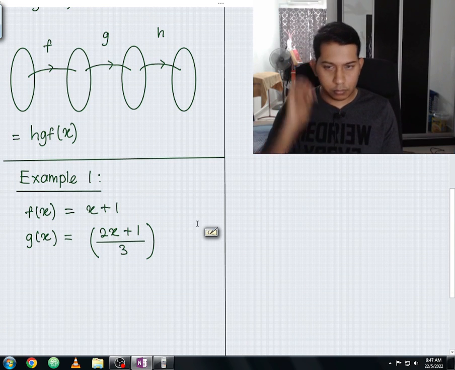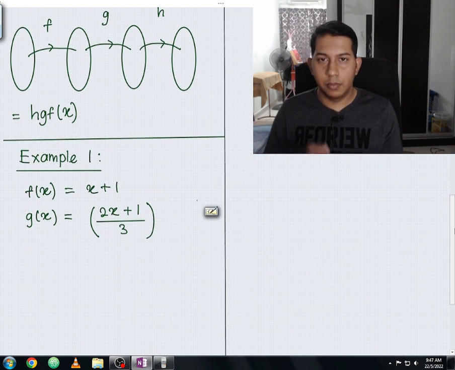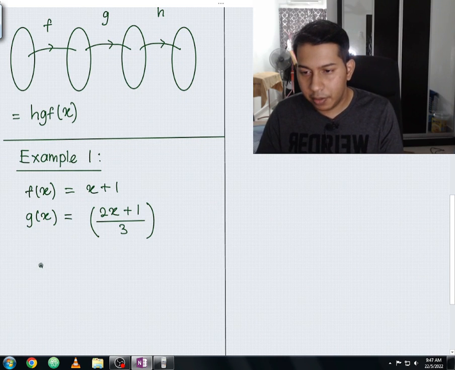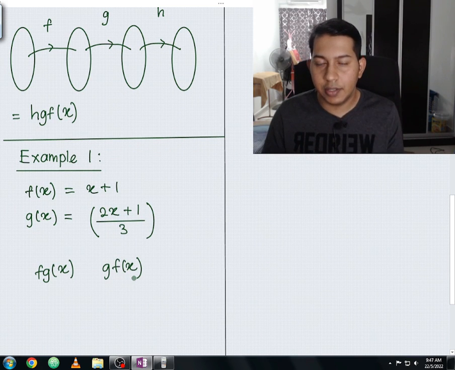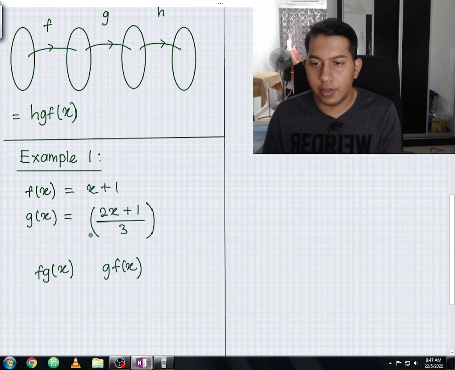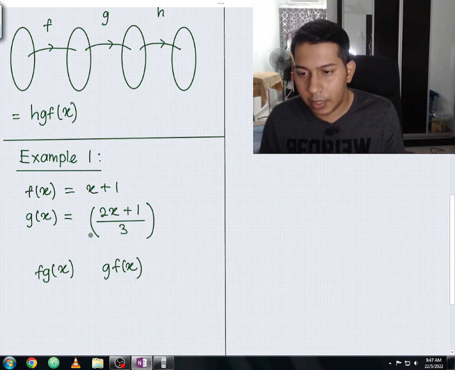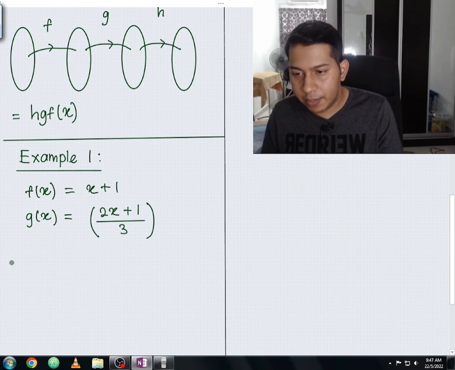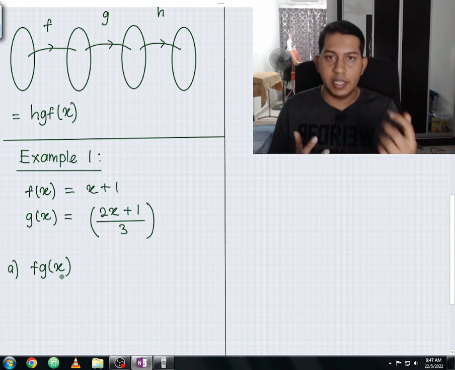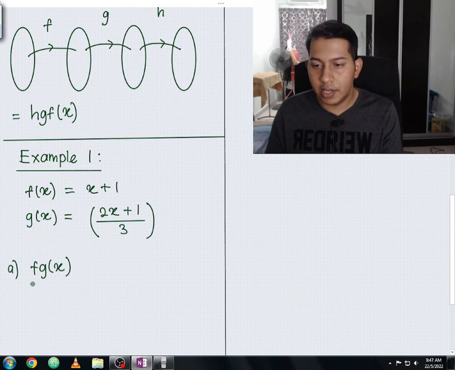So there is a difference between fg(x) and gf(x). There is a difference, guys. So how can you prove there is a difference? I'm going to show it through the example over here. First, we're going to find fg(x). Let's say the question asks you to find the composite function fg(x).